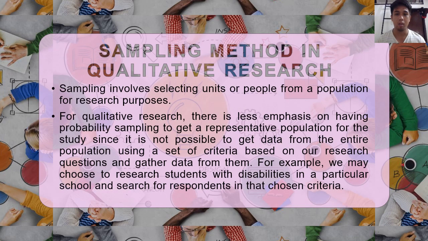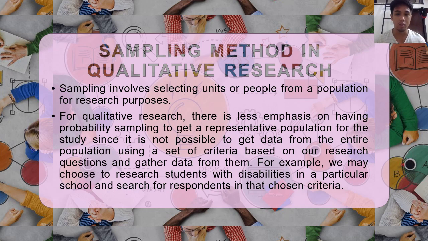Sampling method in qualitative research. So sampling involves selecting units or people from a population for research purposes. Basically, sampling is all about selecting individuals or target respondents who can help in our research study. In other words, sampling is the selection of a subset of the population of interest in a research study.